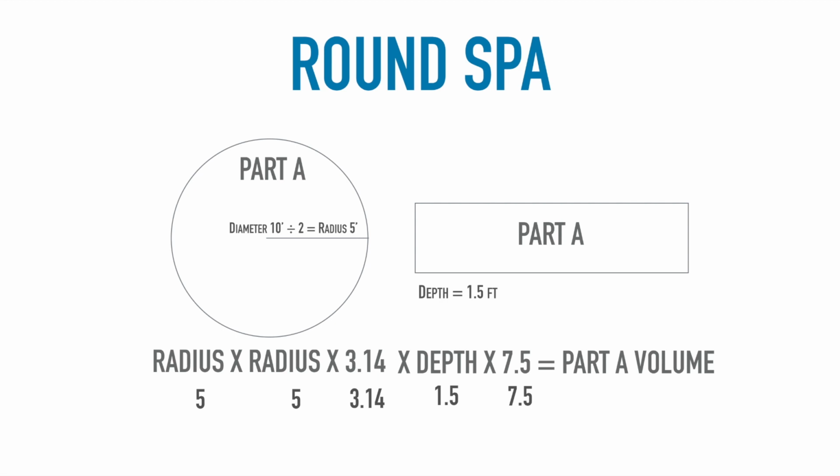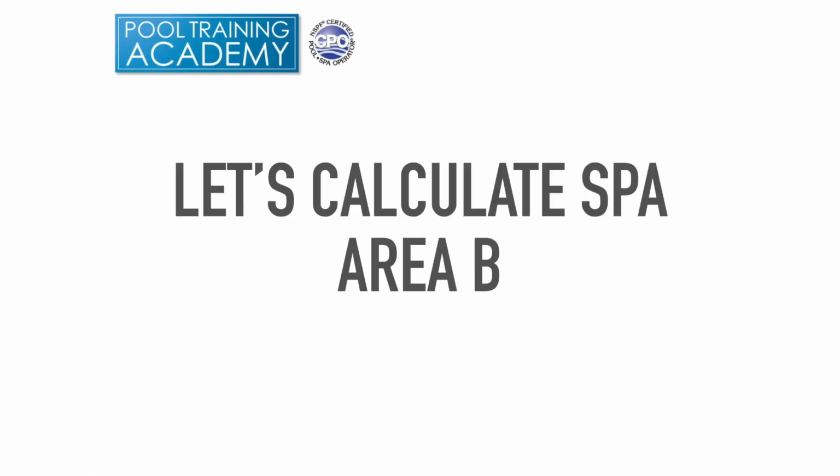Once you do that calculation, you should come to 883 gallons. 883 gallons for that top section. That's great. Now let's put that over to the side and calculate the spa area B.